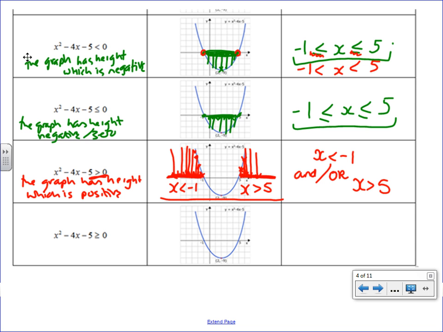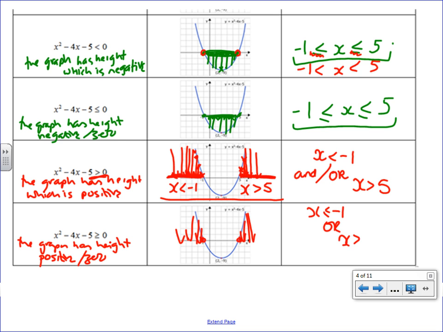Yeah, exactly. So final one, the graph, the x squared minus 4x minus 5, the graph has height positive or 0. So that's these bits, could be that, could be that. So it's going to be x less than or equal to -1, or x greater than or equal to 5.